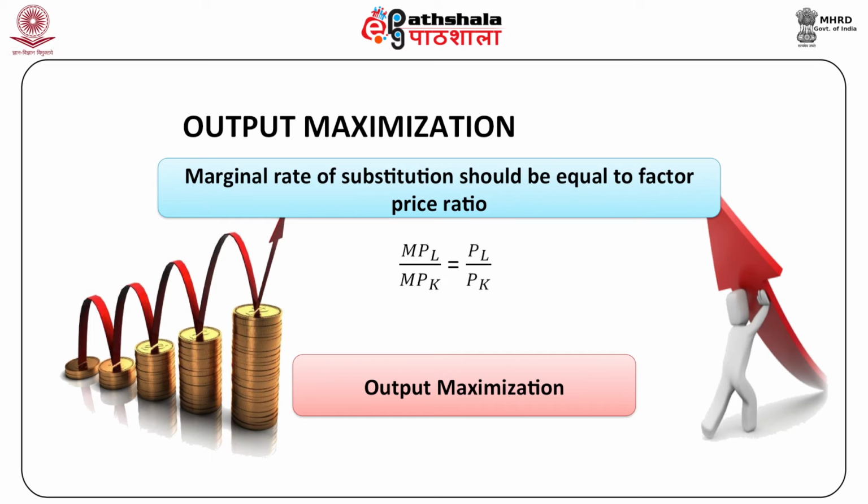Now dividing equation 10 by equation 11, we get MPL by MPK is equal to PL by PK, which is again denoted by equation 13. Thus equation 13 states that for output maximization, the marginal rate of substitution should be equal to the factor price ratio.